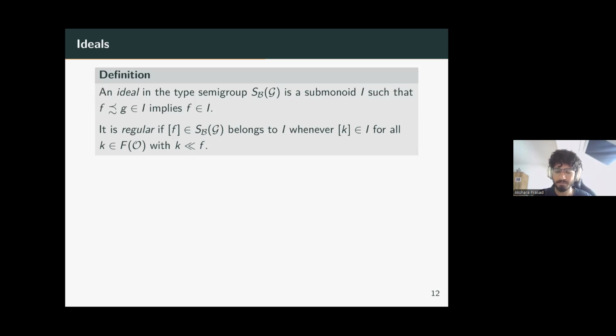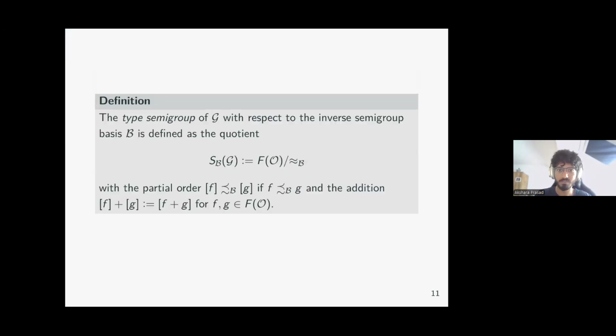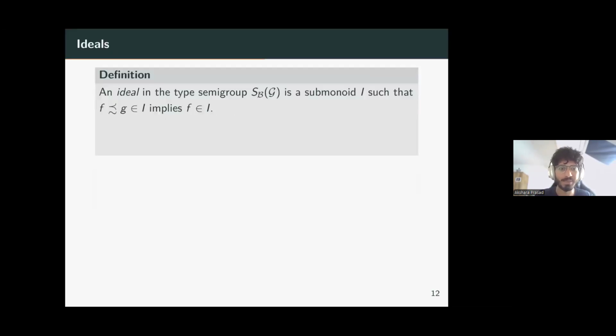But I mean the equivalence relation. F is equivalent to G. By the equivalence relation, you meant F less than G and G less than F. Yes. Maybe I should have been clearer about that. By equivalence, I mean F less than G and G less than F. Then they're thought to be the same in the type semigroup. Okay, now I understand. Sorry, my bad.